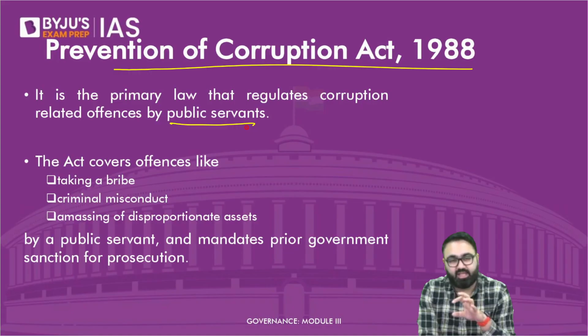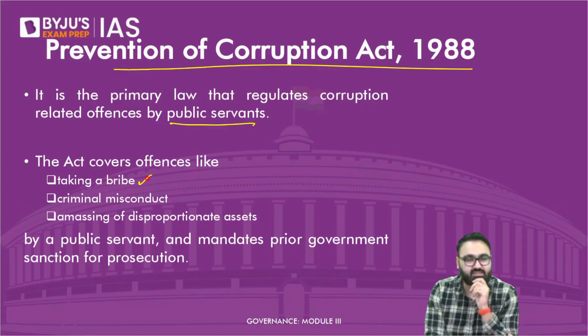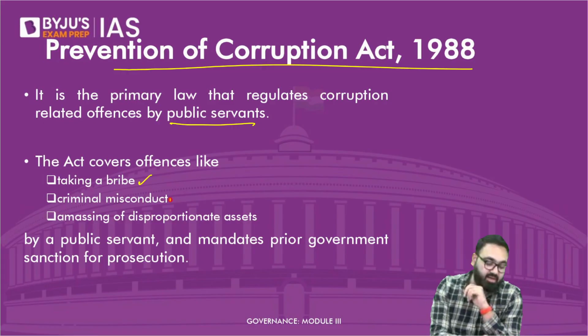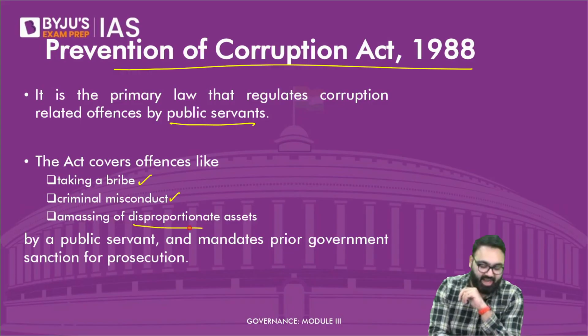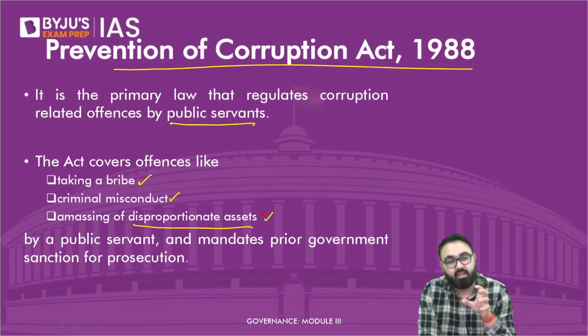The act says what are the different types of offenses. Taking a bribe is an offense. Criminal misconduct is also an offense. And having disproportionate asset as compared to your income is also an offense. In all these cases, you can be given punishment under this law.